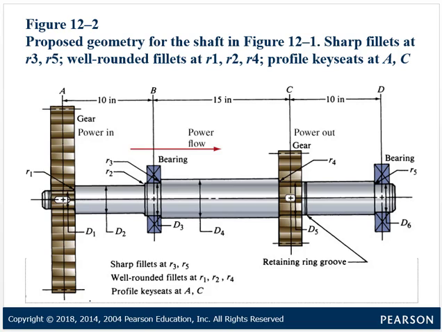Here we have a typical shaft. What we have is gears at a power input, that's at the far left end, and we have another gear at the output of the shaft, and that would be at point C. And then we have 2 bearings.